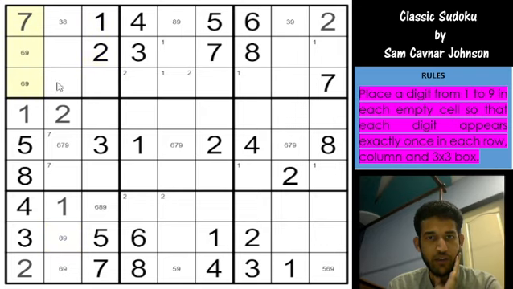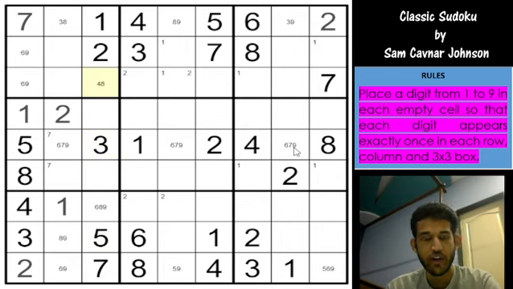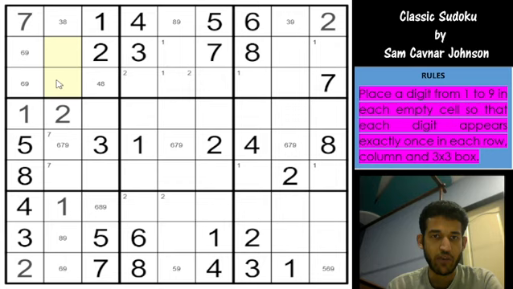1, 2, 6, 7, 9. So this must be 3, 4, 5 or 8, but you have a 3 and 5 here. So this must be a 4 or 8. And 5 must be in one of these two cells. Okay, so let me just mark that.